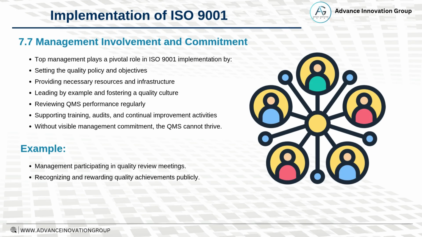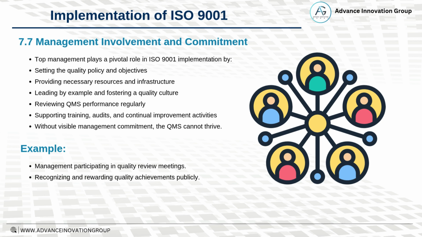7.7 Management Involvement and Commitment. Top management plays a crucial and foundational role in the successful implementation of ISO 9001. It all starts with leadership setting the tone from the top, by defining the quality policy and objectives that guide the organization's direction. Management is also responsible for ensuring that the required resources, infrastructure, and support systems are available to run the quality management system, QMS, effectively.